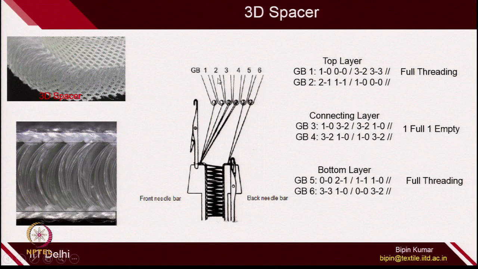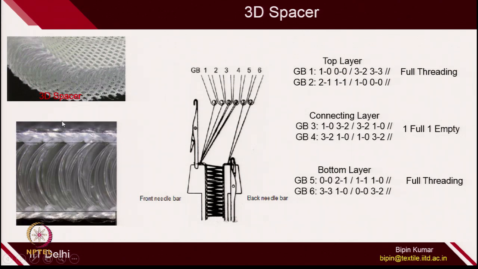So, here is the lapping plan for the different guide bars. There are actually 6 guide bars. The top layer, which is created by the left bed, is made by guide bar 1 and guide bar 2. The bottom layer is created by guide bar 5 and 6, and the top layer is created by guide bar 1 and 2 on each of these 2 beds, and 3 and 4 are the connecting guide bars which connect the top layer and bottom layer.